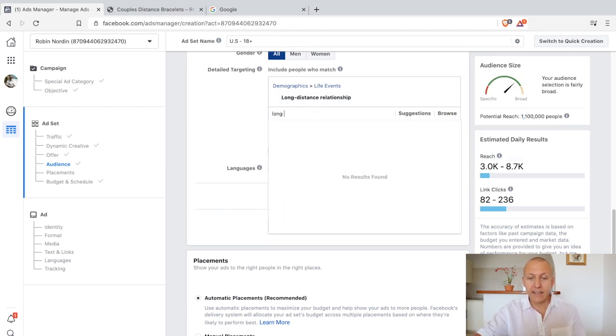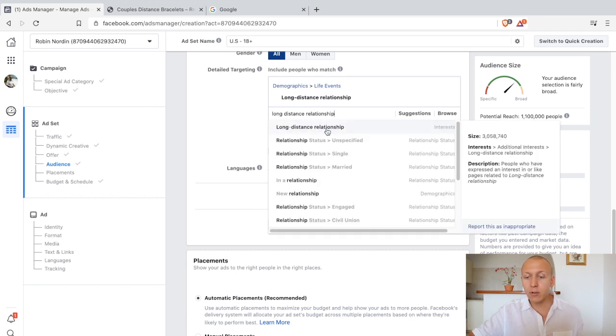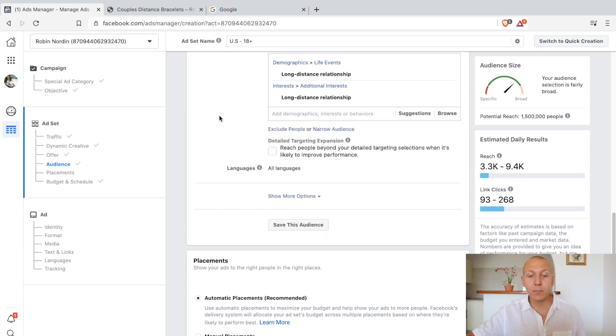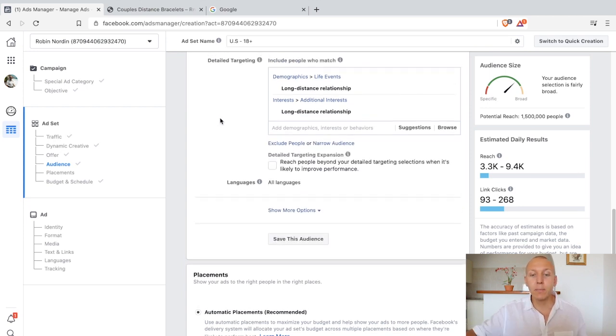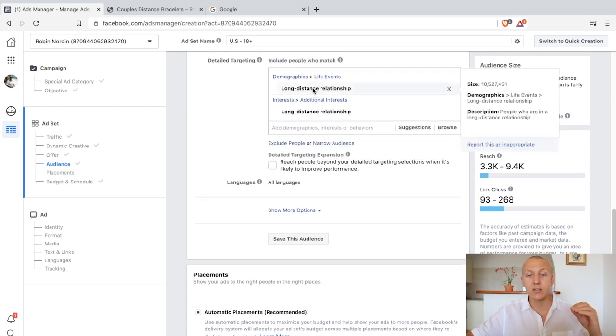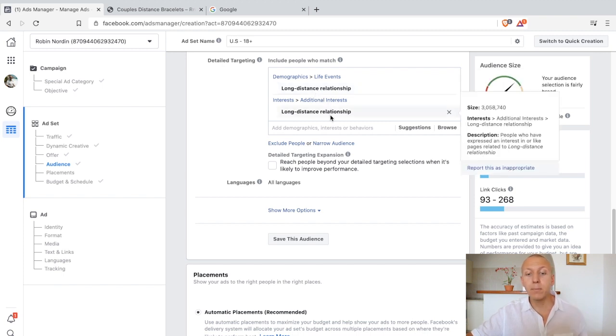But if I add in the other long distance relationship now, I'm going to get 1.5 million people, because now we are targeting people who are either in a long distance relationship or people who like long distance relationships, right?